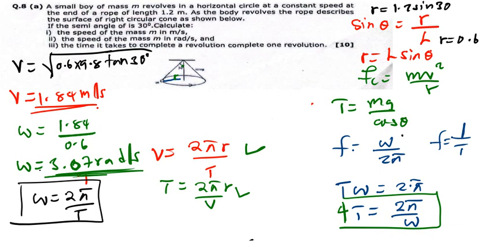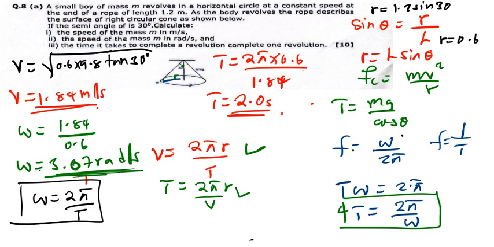So the period is given by 2 pi times the radius, which is 0.6, divided by V, which is 1.84. So the period will be equal to 2 times pi times 0.6, divided by 1.84. So I'm getting 2.04, but it's just 2.0 seconds.